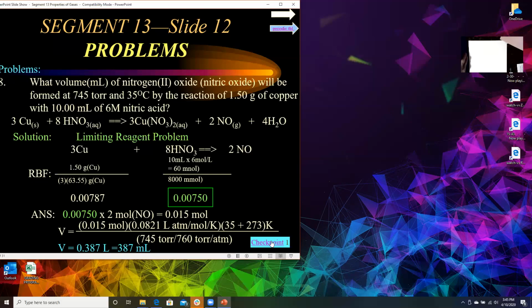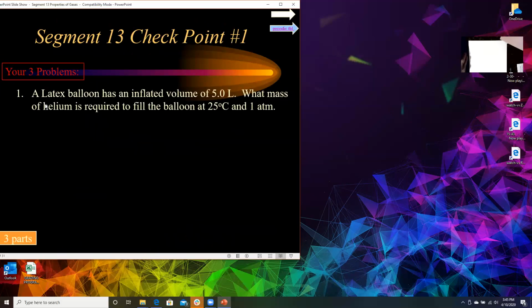Now here's a checkpoint on this. You should really always work these checkpoints out to be sure that you can do them. If you have problems with them, you can email me. I would prefer that you go onto the discussion chats on D2L and talk to each other about it and see if you can come to a conclusion.